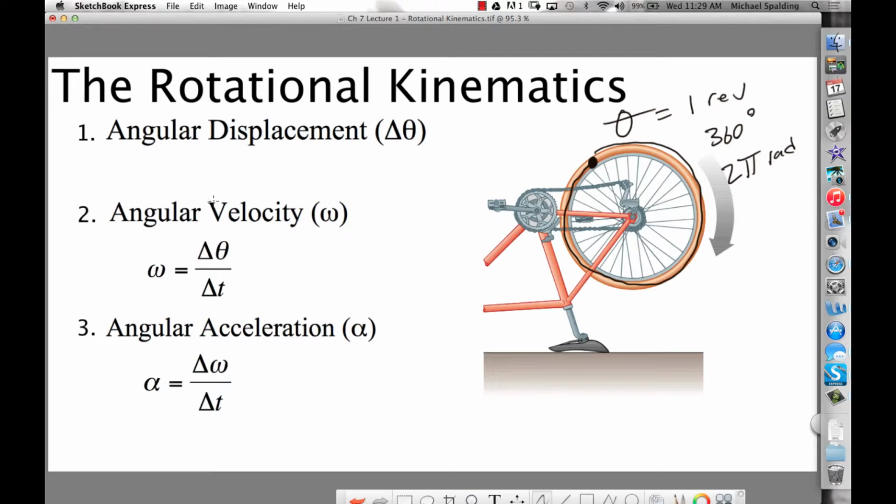Got it? What if the wheel went around twice? What if it started here and went 1, 2? Then it would be what? 2 revolutions, 720 degrees, or 4 pi radians.